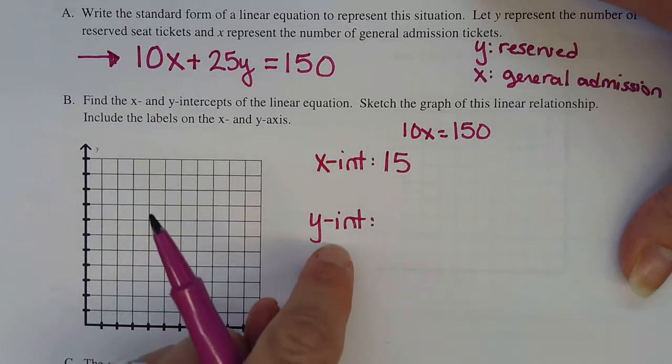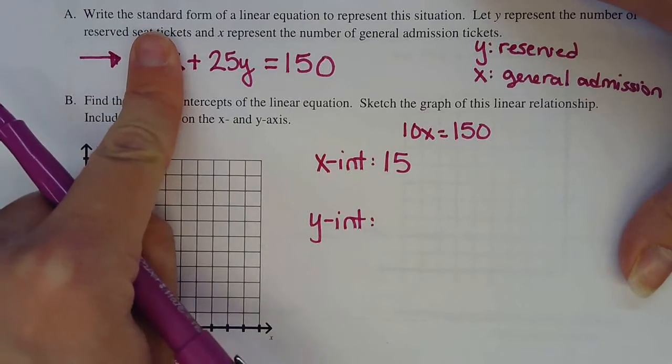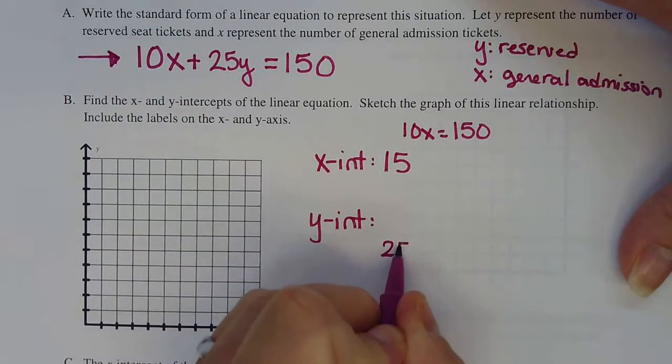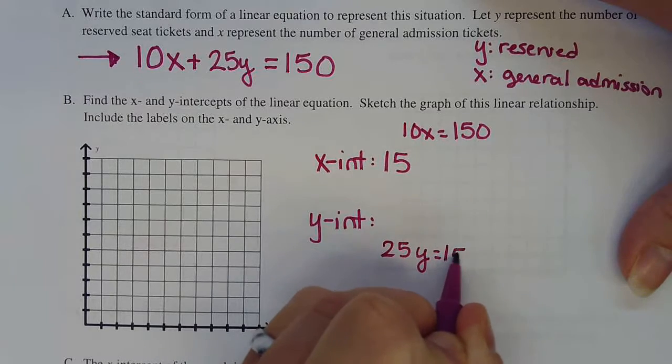And then to find my y-intercept, I cover up x and I have 25y equals 150.